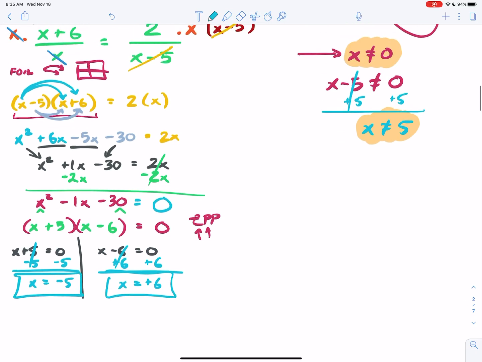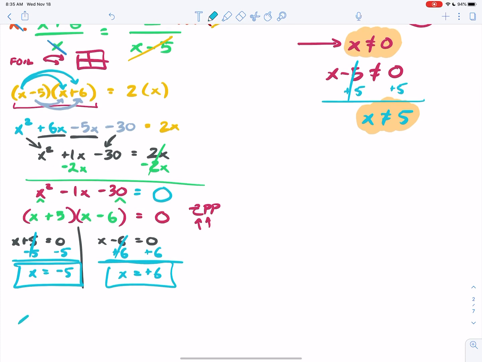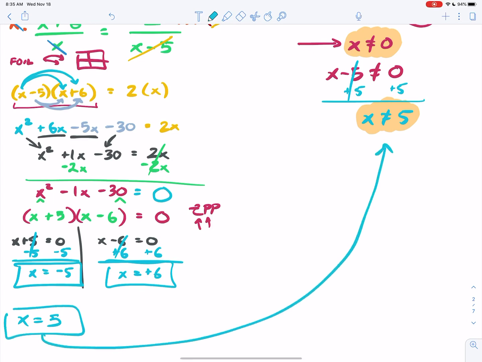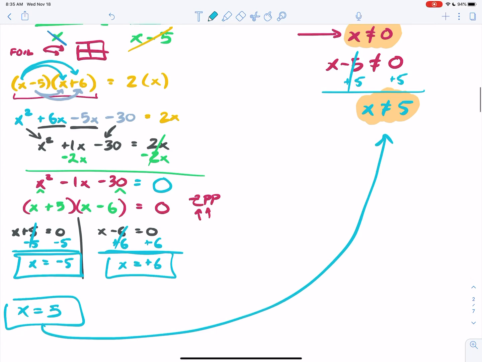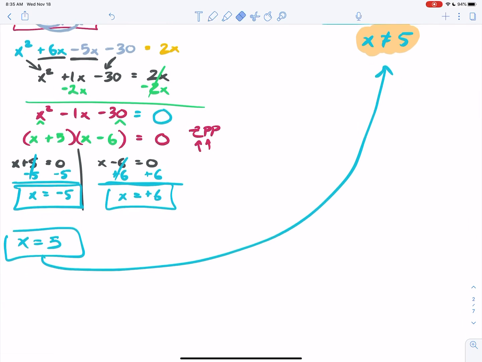Now let me give you an example. Let's say over here you came out to x equals positive 5. Okay, if you had something like that, notice how at the beginning we said that x can't be 5, right? So you wouldn't box it. You would instead call it an extraneous answer. It's pretty much an extra answer that does not work. Okay?